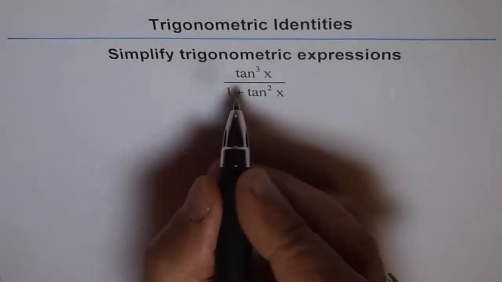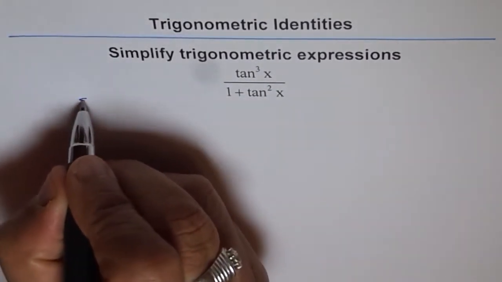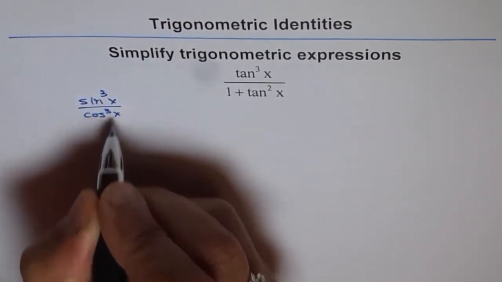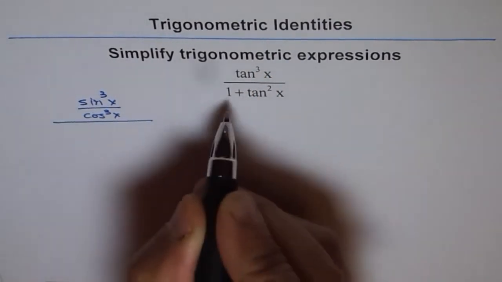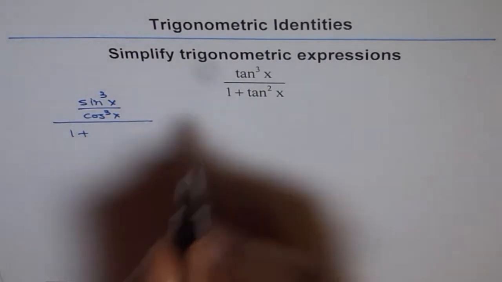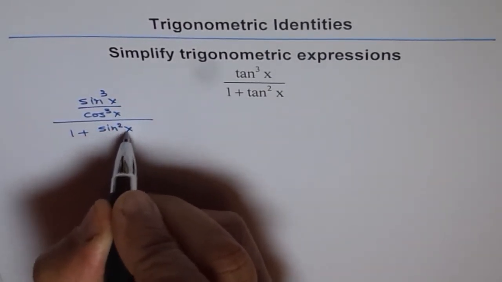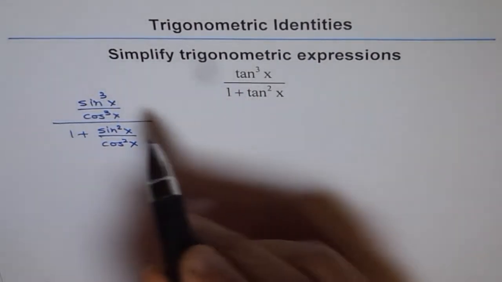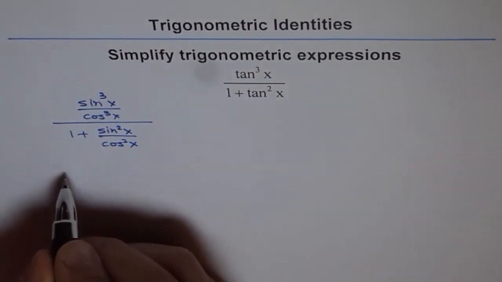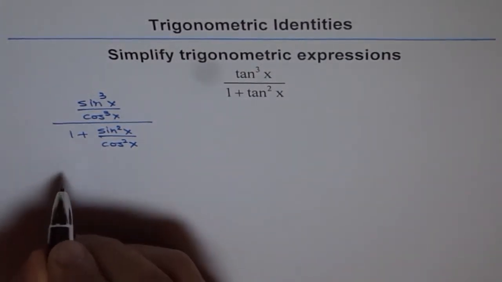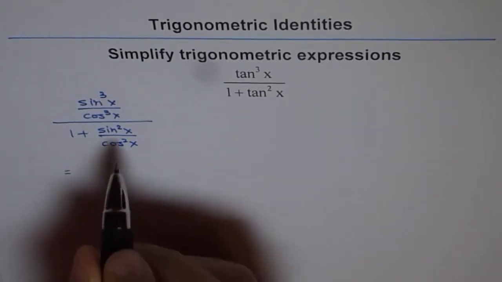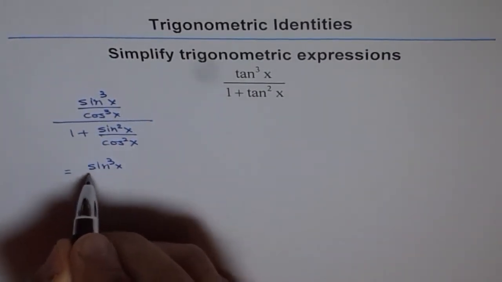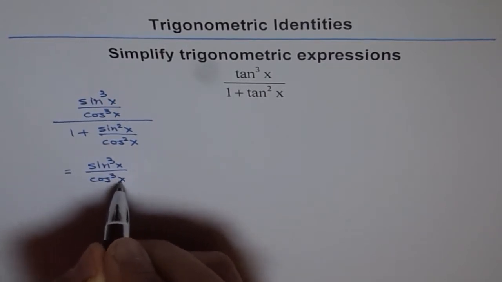So we have tan cube x. So tan cube can be written as sine cube x over cos cube x, correct? Divided by 1 plus tan square x. 1 plus tan square x can be written as 1 plus sine square x over cos square x. So first step is to write tan as ratio of sine and cos, right? Now, that is a quotient identity if you remember. Now this is equal to, so what we will do now is we'll write this as sine cube x over cos cube x times.